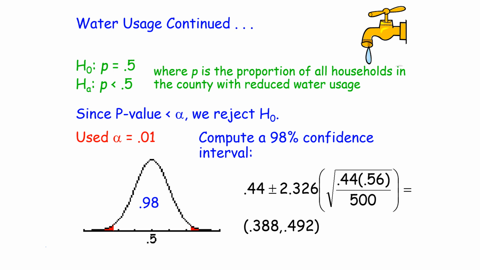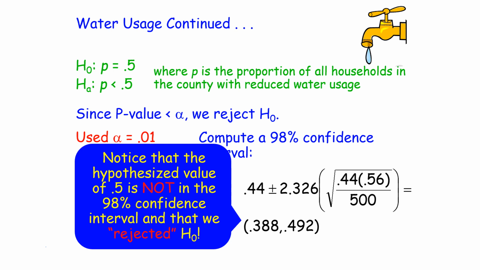We'll take our 0.44 plus or minus our 2.326 times the square root of 0.44 times 0.56 divided by 500 and come up with 0.388 to 0.492. Now notice that the hypothesized value of 0.5 is not in the 98% confidence interval and that we rejected our null hypothesis.